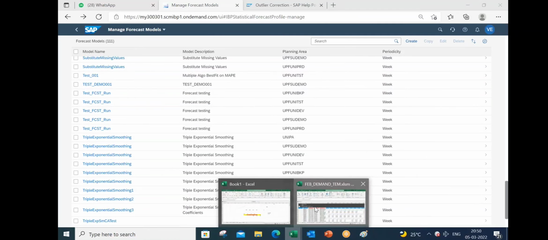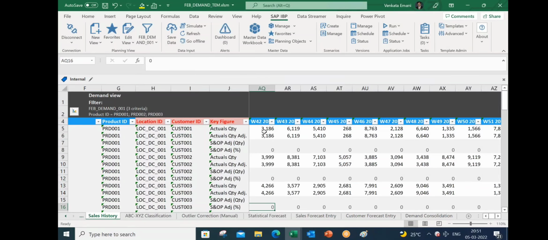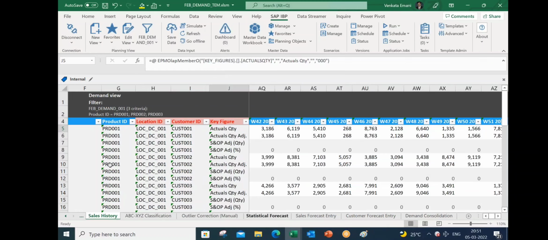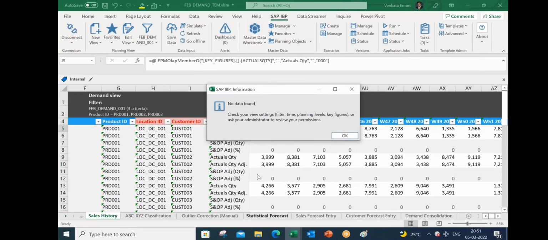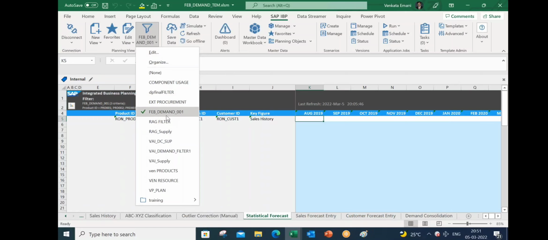So now I'm going to my planning book. Okay. So in my planning book, now this is my history. Right. Already we have seen our history. Yeah. The actuals quantity we loaded that day. So I will go to the statistical forecast view, which I have created. Okay. In your company, you might have this view or you might have everything in one view also. Like in the sales history view, they will not call it sales history, they'll call it the demand view. Okay, means all key figures in one view. So I just created it like this for my convenience.